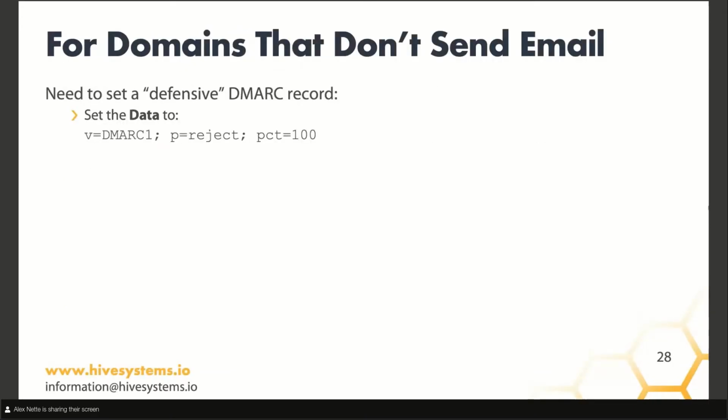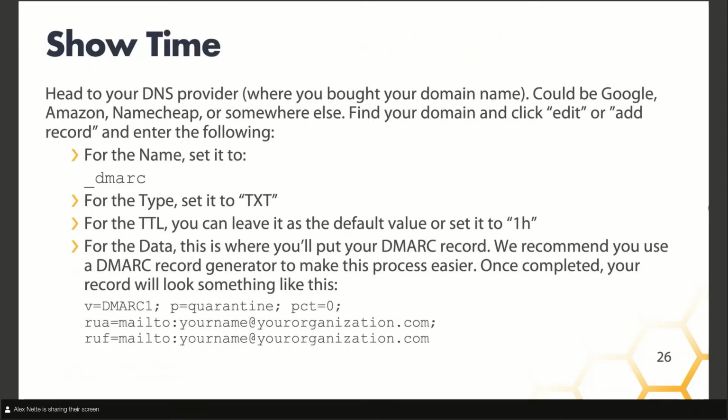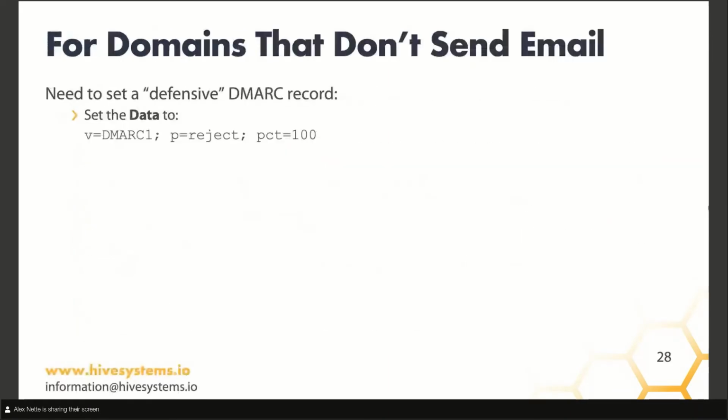For the domains that don't send email, we'll need to set a defensive DMARC record. You'll ultimately set the data from up above where we had the name set for DMARC, text, and time to live. That data will be V = DMARC1, P = reject, and percent of enforcement = 100. That means that any email that doesn't meet the SPF or DKIM records that you set before for those defensive records, since none of those will ever be met, then all of the emails should be rejected. This means that no one could ever send an email from that domain. And so that means that as a result, no hackers or scammers could ever misuse those domains.